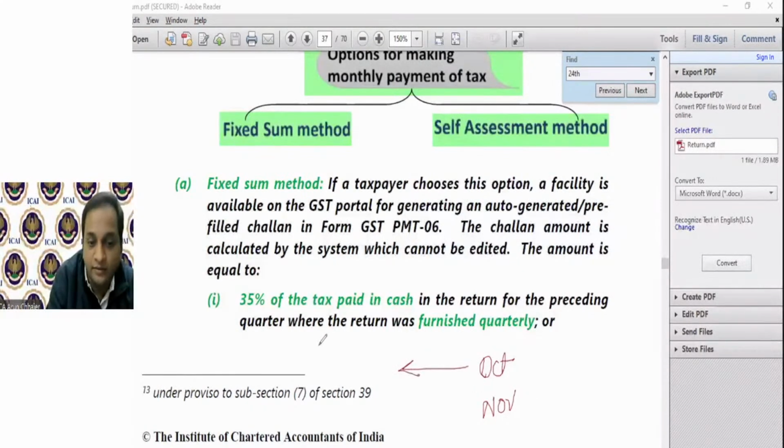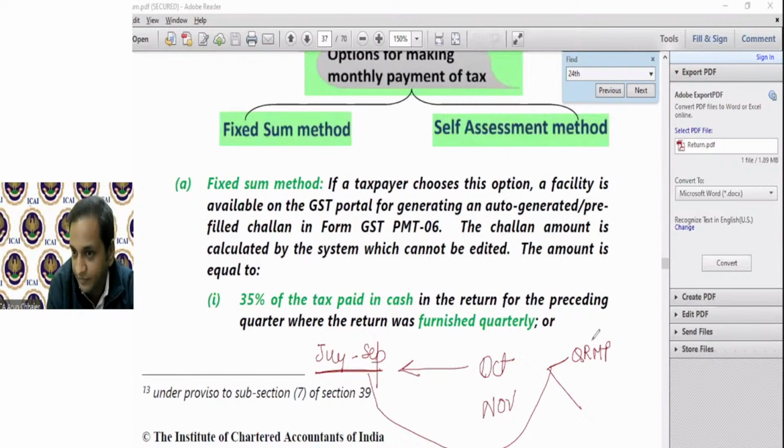Go to the previous period, quarter, that will be July to September. Now in the July to September, if the frequency is also QRMP, then the GSTR 3B of September quarter, whatever the taxes you paid in cash, multiply by 35%, that much amount you will pay in October, that much amount you will pay in November. Try to understand with the help of example.